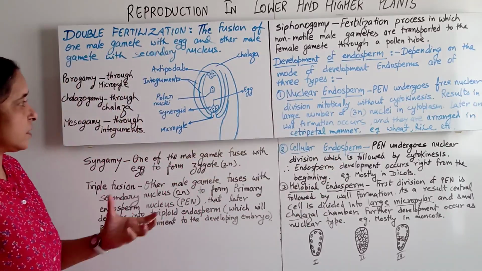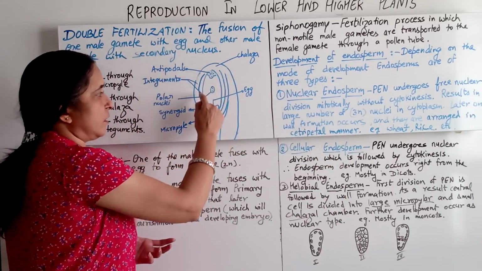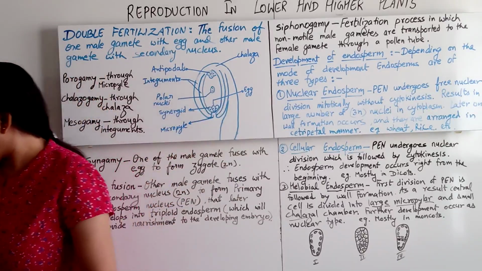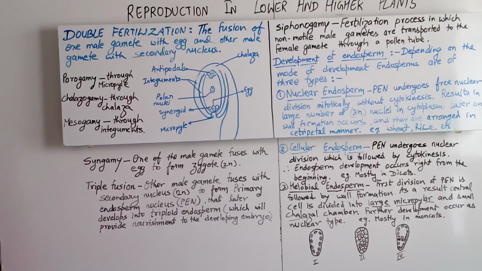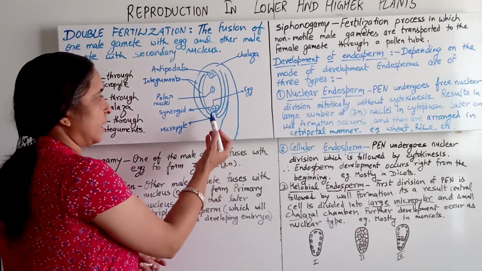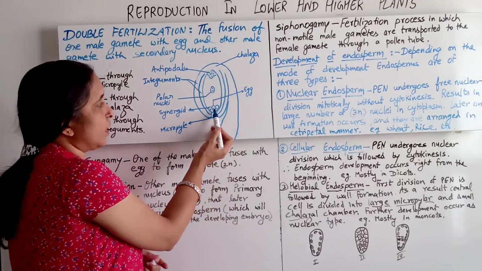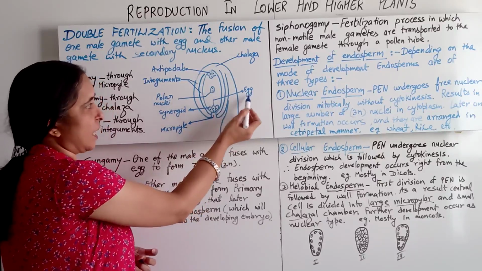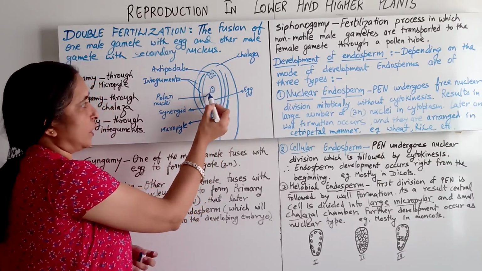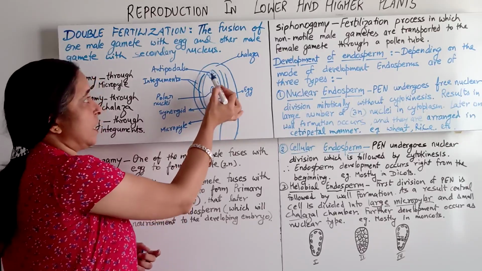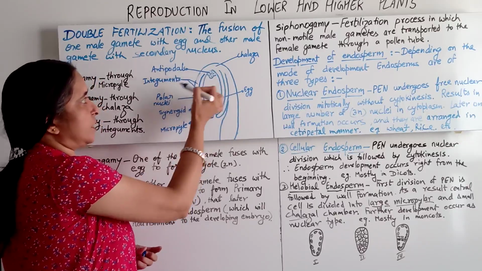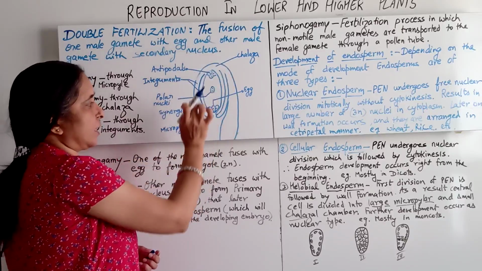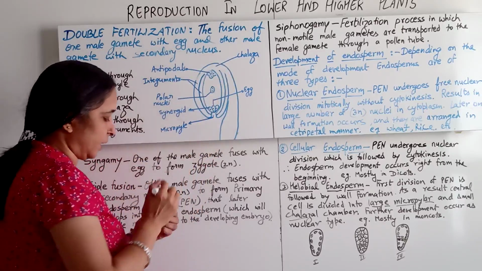Here is the structure of the ovule, and this one is the embryo sac. You can see the parts of the embryo sac we have already discussed: the synergids, one in the center the egg, that is the female gamete, this one the polar nuclei or the secondary nucleus, and these are the three antipodal cells. Integuments are there. This one is the chalazal end, this one is the micropylar end.